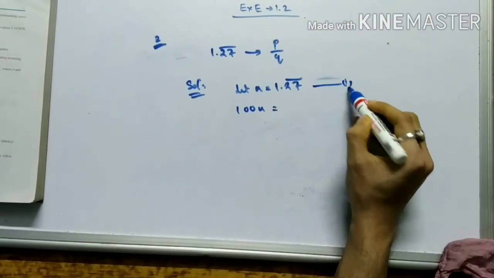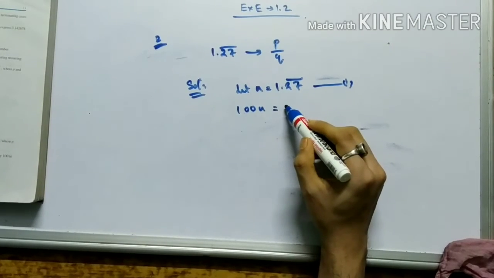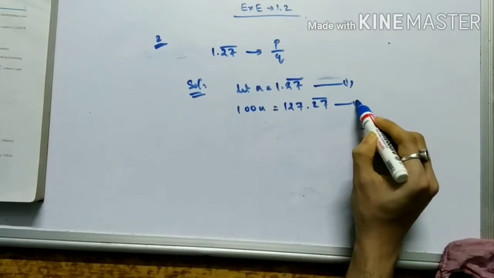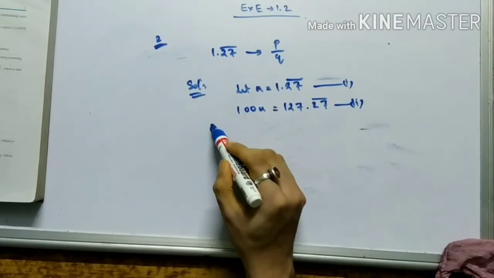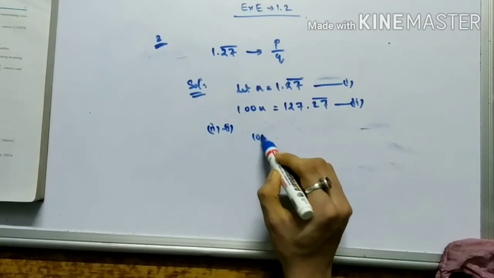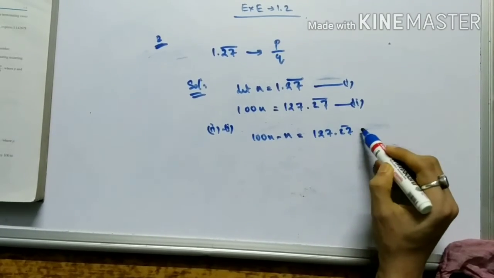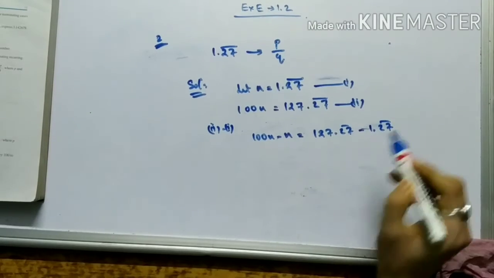Okay, this is our equation 1. Both sides I will multiply by 100, so I will get 100x equals 127.27 bar, and this will be our equation number 2. Now I will do equation 2 minus 1: 100x minus x equals 127.27 bar minus 1.27 bar.